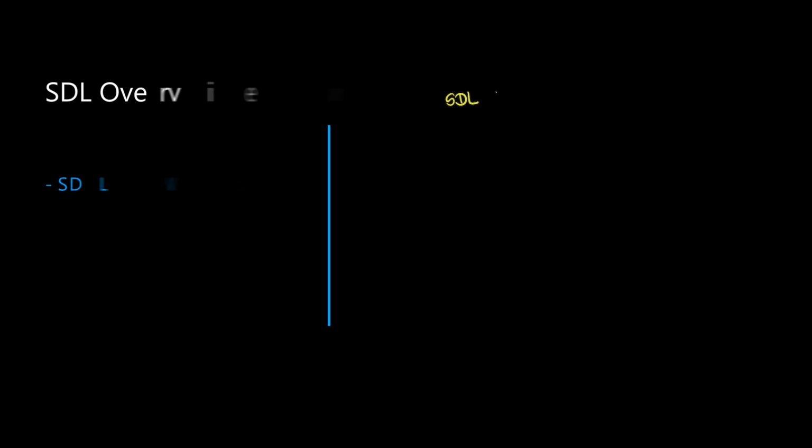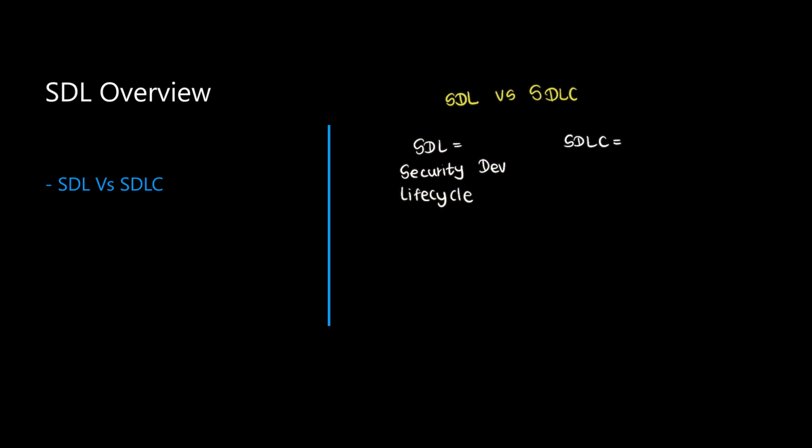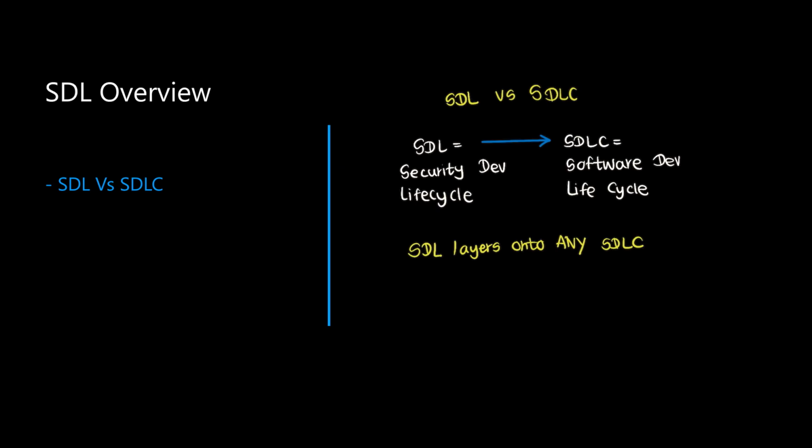Now we need to talk about the SDL itself and how it maps to the standard SDLC. The Security Development Lifecycle is not the same thing as the Software Development Lifecycle, even though the acronyms are easy to confuse. The SDL is a set of security-focused activities and best practices layered onto whatever SDLC your organization uses, whether that is waterfall, agile, scrum, lean, or a hybrid.